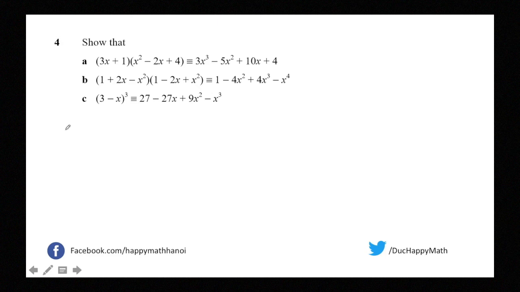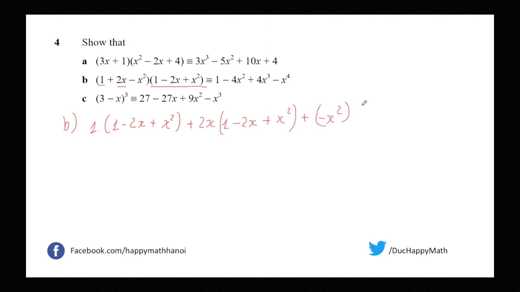Okay, question B. A little bit more complicated. First one, you take the 1 times the second bracket first. This exercise is not too easy, so go slower, but you have to understand algebra more deeply. And the 2x times the second bracket, you don't need to do it more quickly. And minus 3, minus x squared times 1 minus 2x plus x squared.